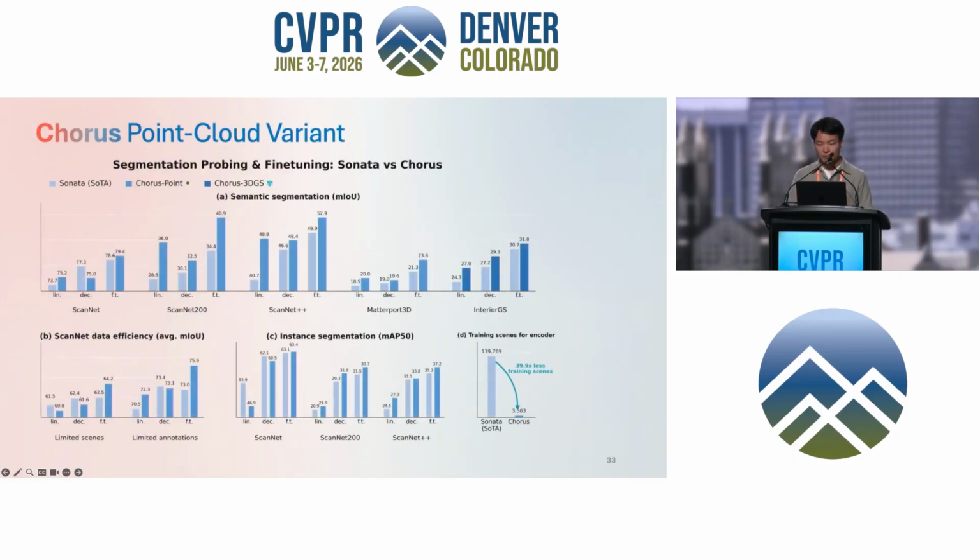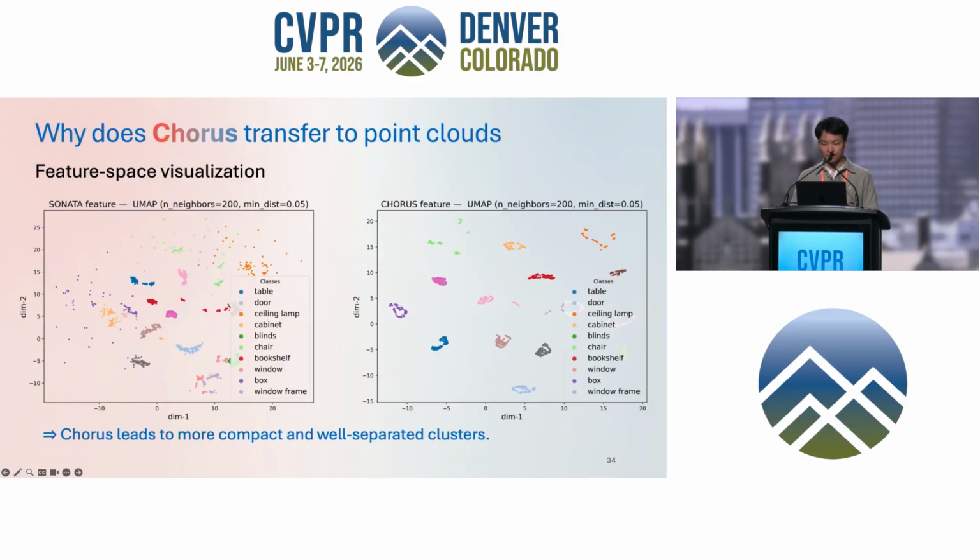On point cloud benchmarks, the Course variant outperforms Sonata in linear probing, especially on ScanNet200 and ScanNet++. It also remains competitive in decoder probing and full fine-tuning. And importantly, it achieves this while using nearly 40 times fewer training scenes. So the surprise here is really that the same teacher-driven framework can produce a strong point cloud encoder using the splatting data.